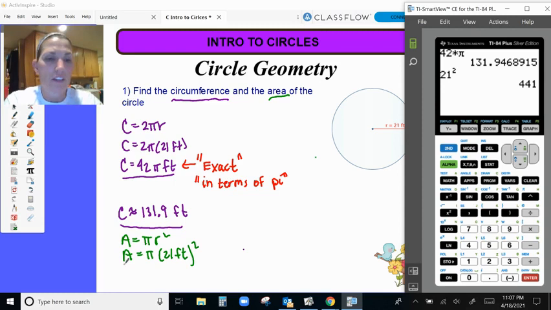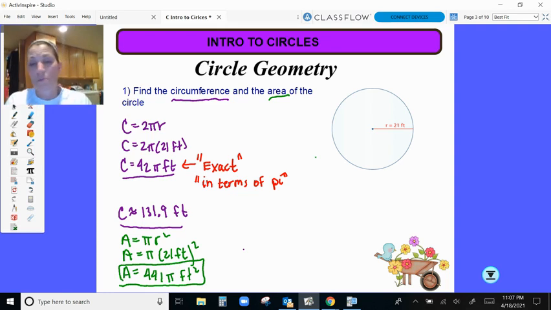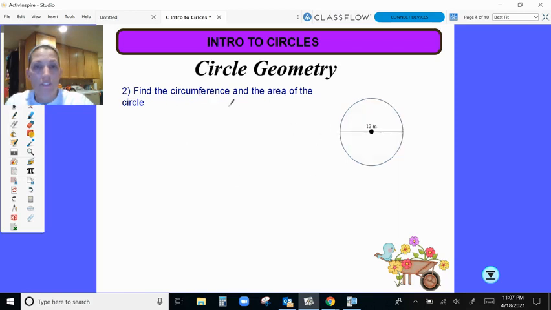It's 441. So my area equals 441 pi feet squared. Usually we're going to leave this in terms of pi, but sometimes we're going to find the approximation, the exact answer. So pay attention to what's asked. Okay, next up, we want to find the circumference and area of this circle.